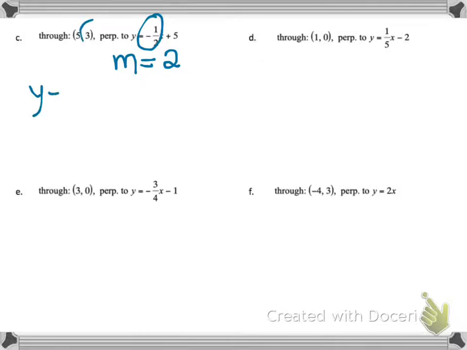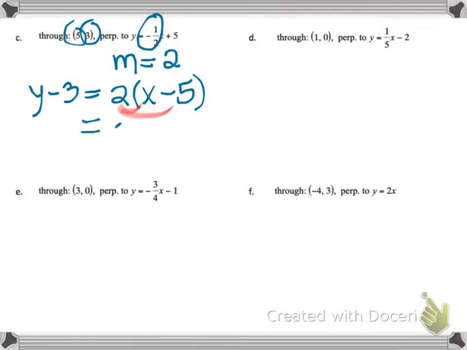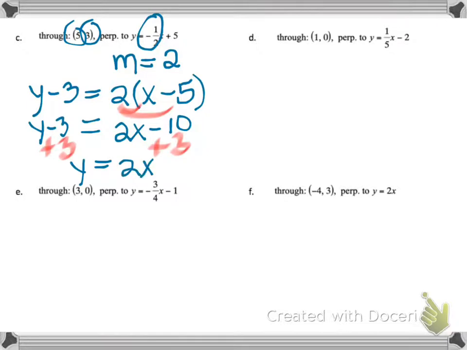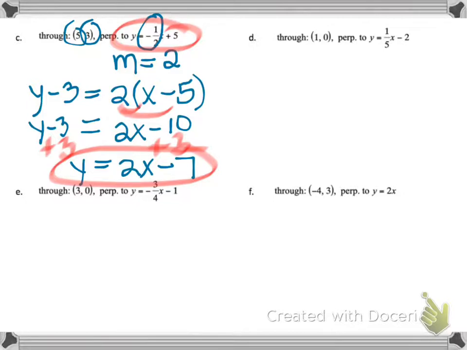So y minus, well, this is the y coordinate, equals the new slope, which is 2, times x minus the x coordinate, which is this one. Distribute and simplify. That's 2x minus 10 over here, y minus 3. I'm going to add 3 to the other side. I can only combine it with like terms, so that's y equals 2x minus 7, because negative 10 plus 3 is negative 7. So there's my equation, and there's the original one. Those two are perpendicular. They have opposite reciprocal slopes.